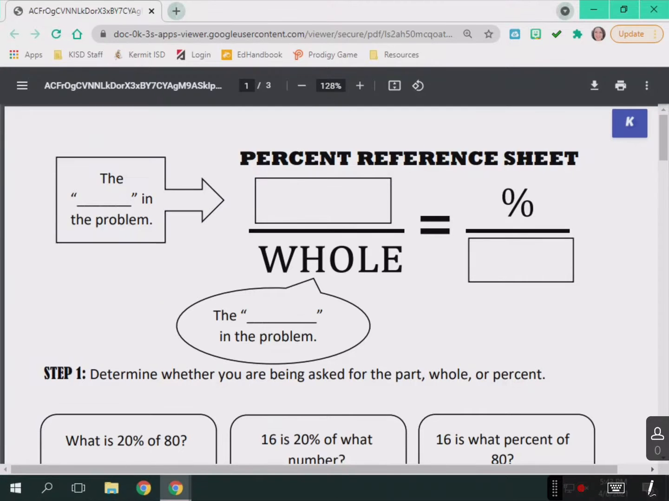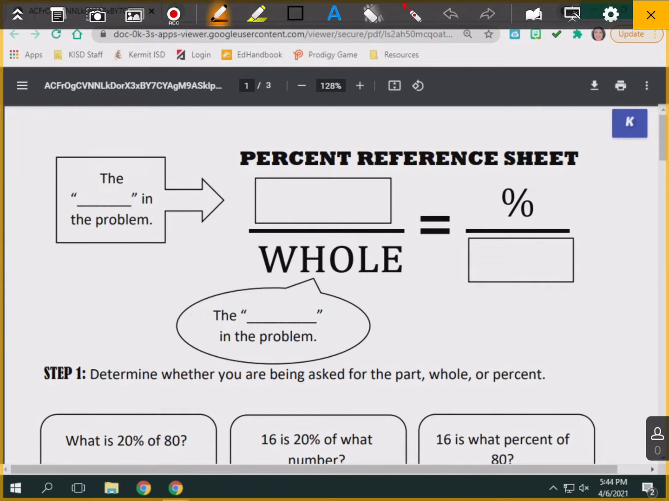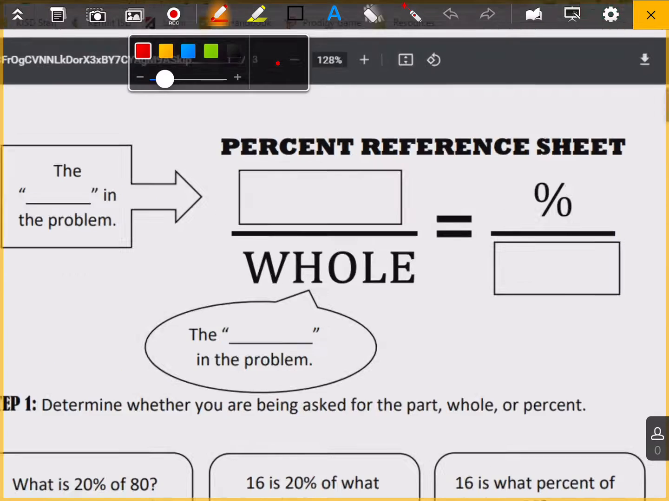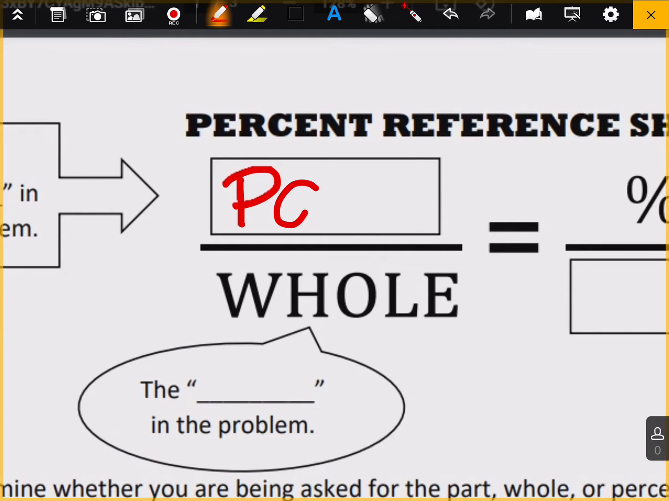All right, so we're going to go over what is called percent proportions. So we're going to be using the proportions with finding percents or pieces of a whole. We're going to set this up just like we did the other ones, but we have different names for what we're going to call these pieces. So we are going to start out with the first part being part over whole.